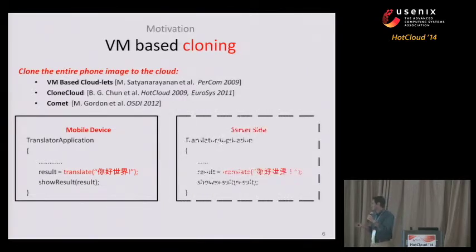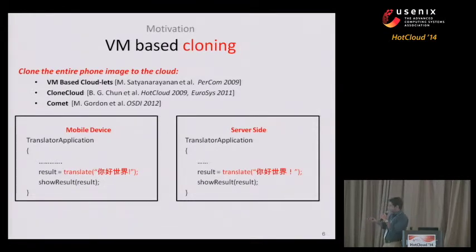Anyway, in the cloud-based solution, VM-based cloning, you have the entire image of your mobile phone saved on the cloud server side. It has the same applications running, and whenever the state in the mobile device changes, the change is propagated and updated to its cloud image as well.